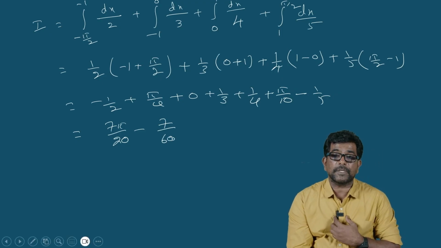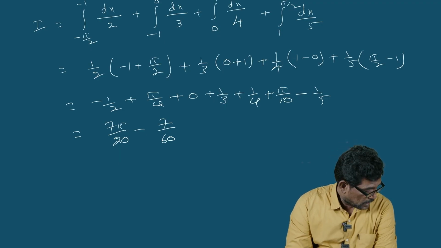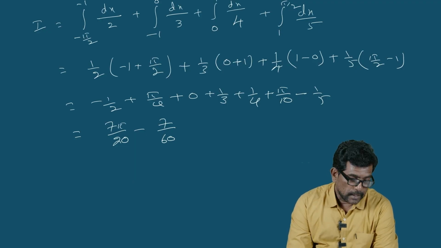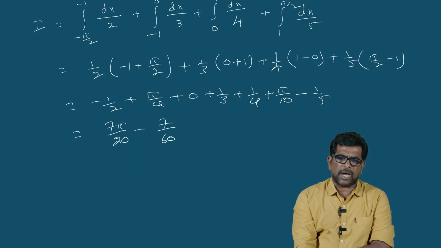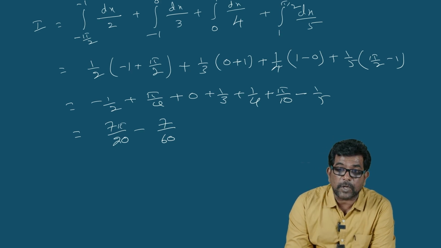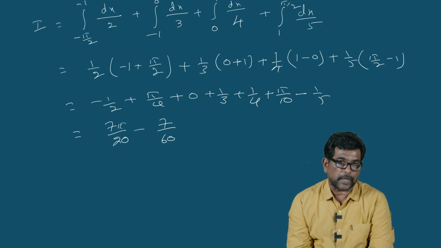So the correct option for this problem is the second option. The problem is very simple, the level of the problem is very easy. It is a simple problem, but it is a combination of greatest integer function. That's why you should take care of this problem. Carefully split the interval. That is very, very important.